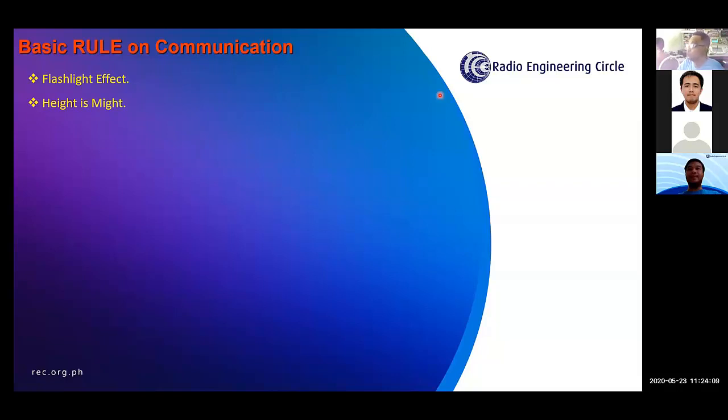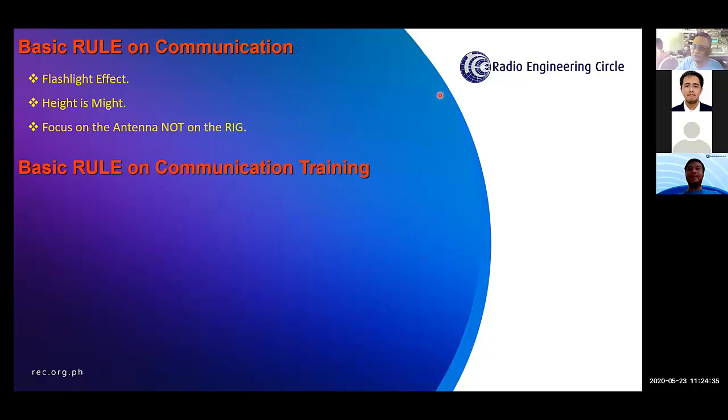Height is might. True. Habang nasa taas ang antena mo, mas malakas ang signal mo. Proven na yan. Tignan nyo sila Kapke, sila DR. Height is might. Walang booster yun. Huwag yung mga taga-maritim ng booster. Wala yan. So, tinatapak-tapakan lang yan. Okay. As I always said, focus on the antenna, not on your radio. Okay?